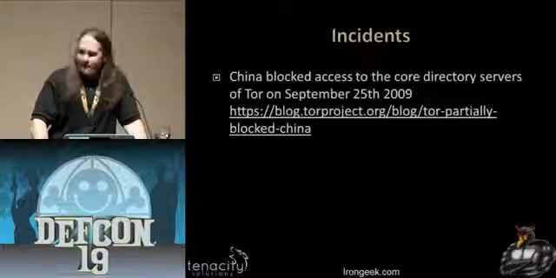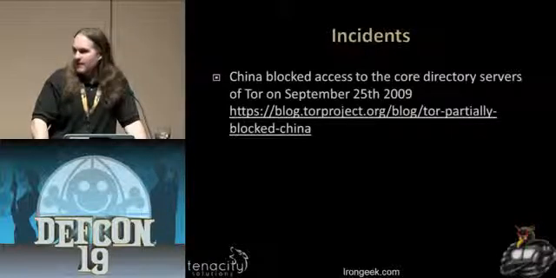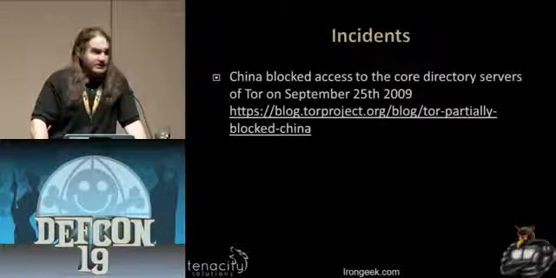Now, a few incidents have happened in the past. Back in 2009, when China blocked some of the Tor directory servers, this caused huge issues for people being able to use Tor. Luckily, there's mitigations out there for that.